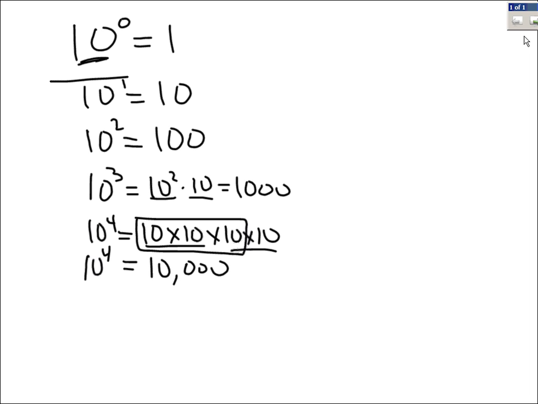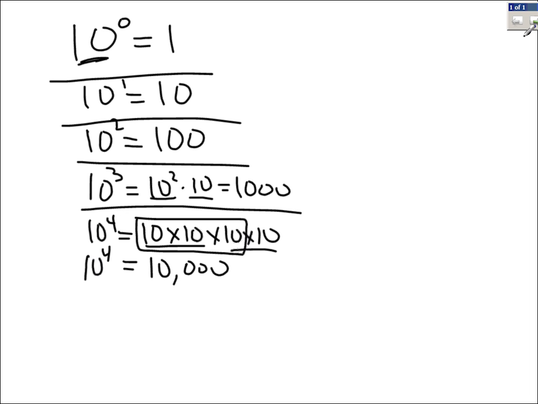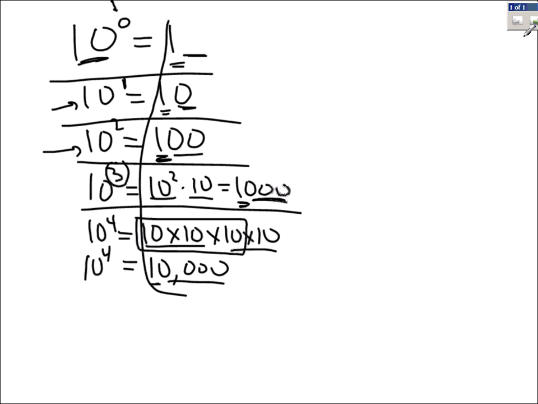Now, let's see if we can get these answers a bit more quickly. I notice every answer has a 1 followed by some zeros. Well, in 10 to the 0, you have a 1 and 0 zeros. The next one, 10 to the 1, you have a 1 followed by 1 zero. In 10 squared, you have your 1 followed by 2 zeros. 10 to the 3rd power, you have your 1 and 3 zeros. 10 to the 4th, you have your 1 followed by 4 zeros.